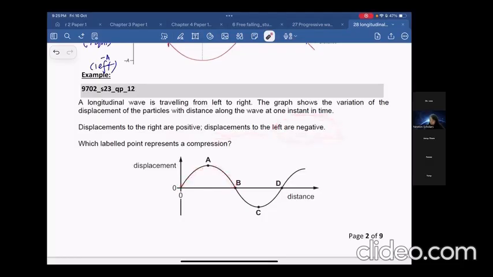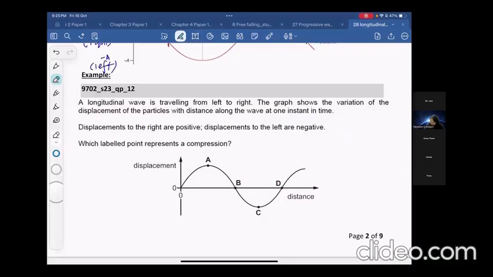Displacement to the left is negative. So here they're trying to go to the left, opposite direction. Can you tell me which labelled point represents compression? Wesley, yes. The second answer is correct. Fawal, correct. Fatima, correct. Dear, is it okay?